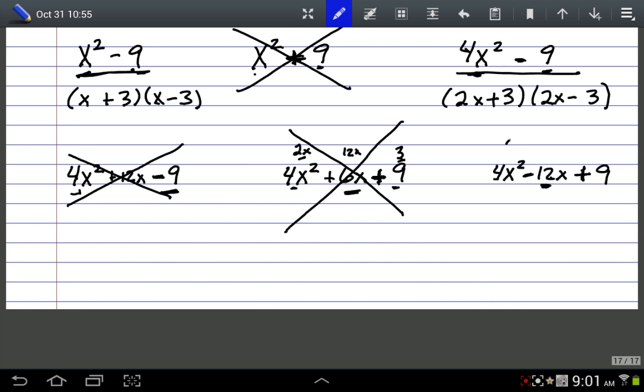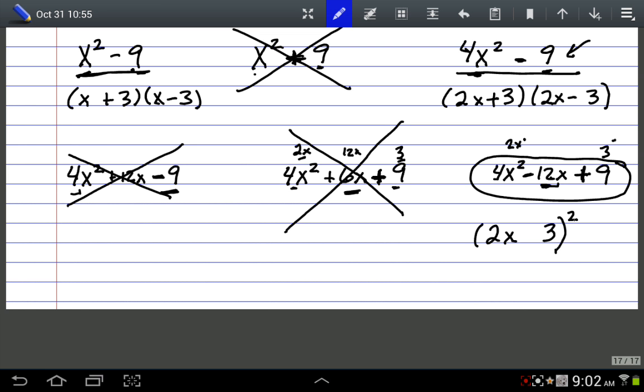So notice perfect square, positive constant. Now 2x times 3 is 6x, and 6x doubled is 12x. So I'm going to circle that one because that's a perfect square. Now recall how to factor these. 2x and 3 is going to be the factor. Now it's not like the one above. The one above was a difference of squares, so it was the product of two conjugates. This is not the product of two conjugates. This is 2x plus or minus 3 quantity squared.